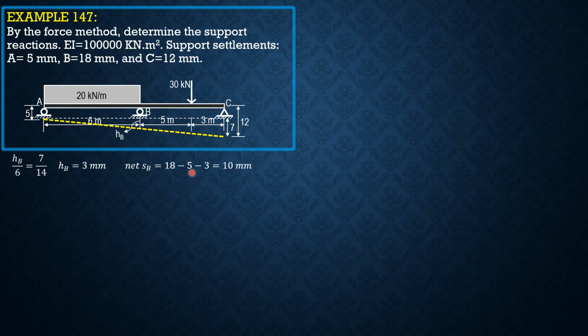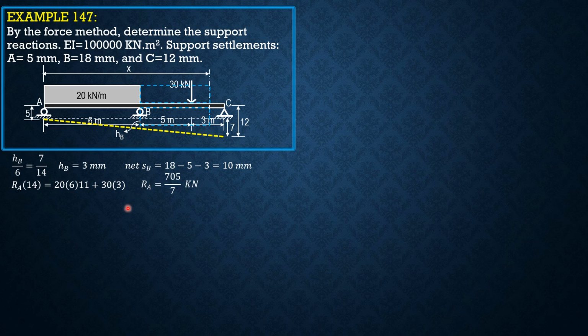So let's solve this by the double integration method. Imagine that the support at B is removed, so we can compute the reaction at A, call that X, and we extend the loading because we apply the double integration method. So summation of moments equals 0, RA times 14 equals 20 times 6 times 11 plus 30 times 3. So R sub A is equal to 705 over 7 kilonewton.